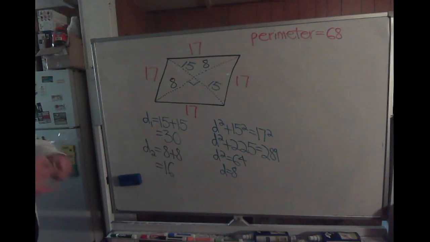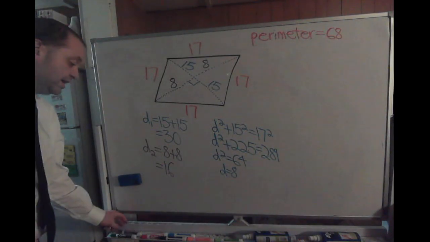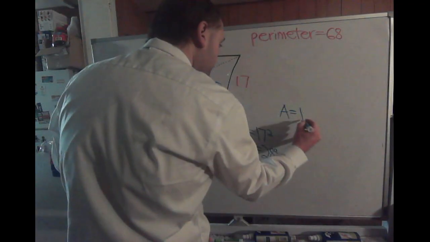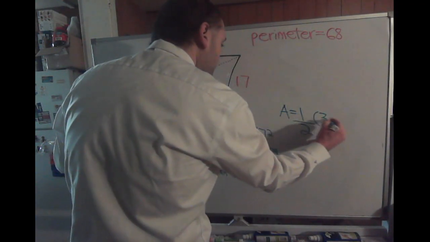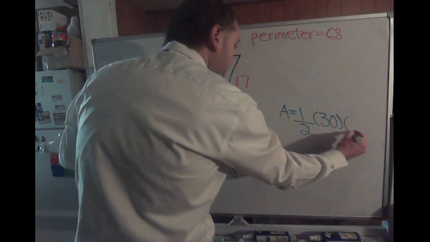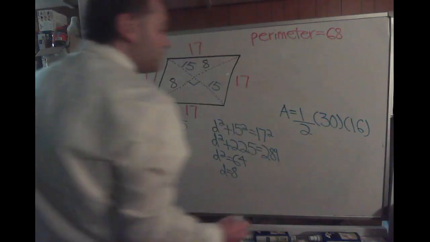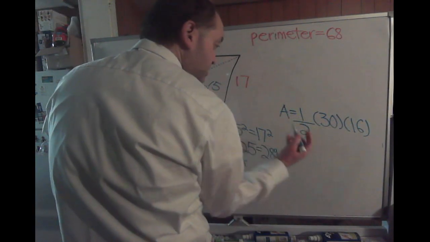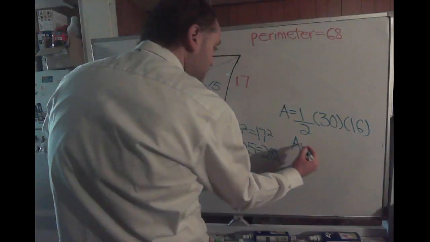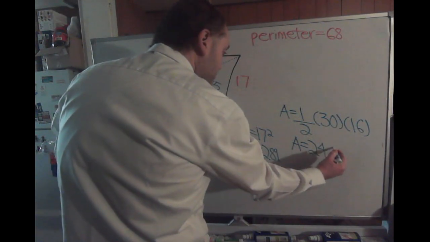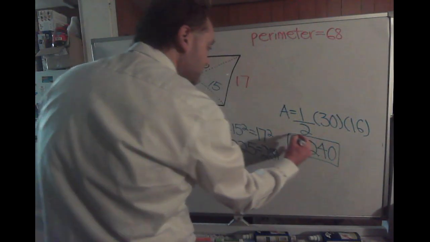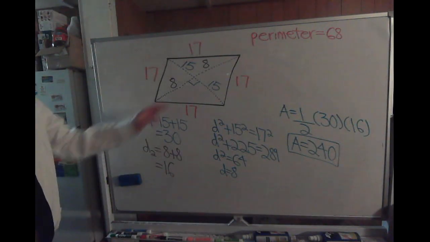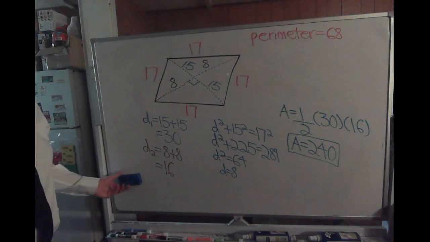Alright, now since we know the length of both diagonals, we can proceed to find the area. The area, of course, is equal to half the length of the first diagonal, which was 30, times the length of your second diagonal, which is 16. Which, if we take that, that's going to end up being 240. So the area would be equal to 240 square units once you do the math. The area of this rhombus would be 240 square units.